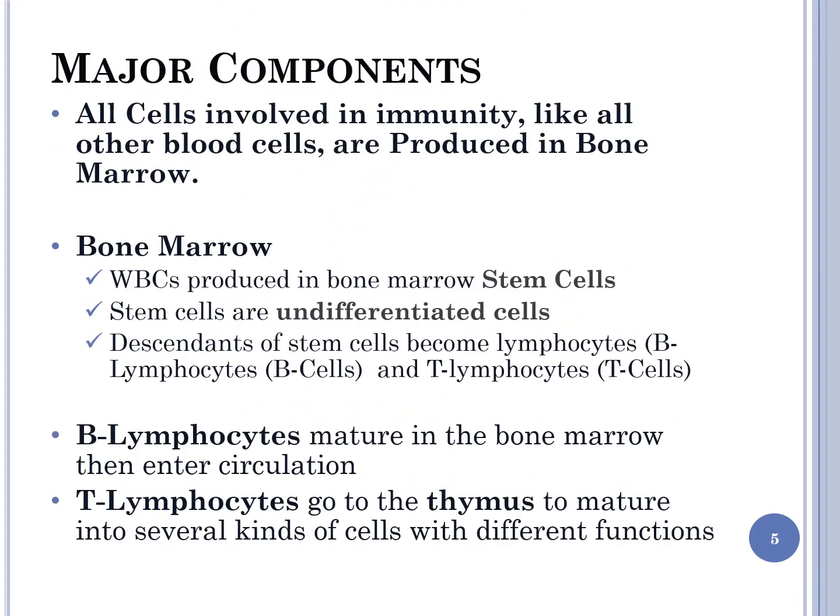All right, so your major components. Remember, like I said earlier, all cells are involved in immunity. All cells involved in immunity, like all other blood cells, are produced in the bone marrow. So here specifically, we're talking about the bone marrow, right? Here we're getting white blood cells that are produced in the bone marrow. Specifically, we're talking about the stem cells.